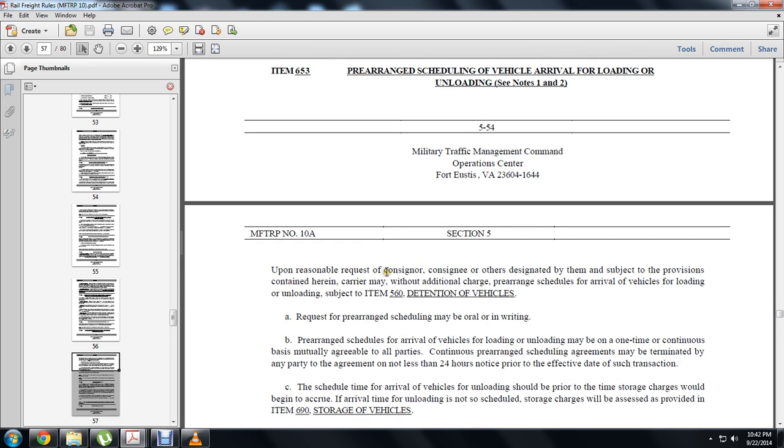Pre-arranged scheduling of vehicle arrival for loading and unloading. Upon reasonable request of the consignor or consignee designated, and subject to the provisions contained within this item, the carrier will pre-arrange scheduled arrival of vehicles for loading and unloading, with additional charge. See Item 560 for detention of vehicles. The request for pre-arranged scheduling may be oral or written, and may be one-time or continuous by mutual agreement of all parties. Continuous pre-arranged scheduling agreements may be terminated by any party to the agreement with not less than 24 hours notice prior to the effective date of termination.